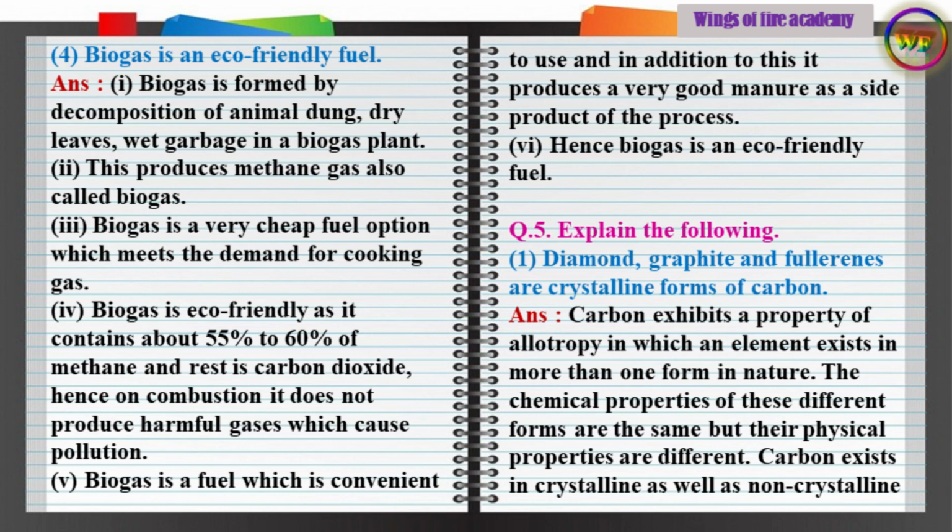4. Biogas is an eco-friendly fuel. Answer. 1. Biogas is formed by decomposition of animal dung, dry leaves, wet garbage in a biogas plant. 2. This produces methane gas, also called biogas. 3. Biogas is a very cheap fuel option which meets the demand for cooking gas. 4. Biogas is eco-friendly as it contains about 55% to 60% of methane and the rest is carbon dioxide, hence on combustion it does not produce harmful gases which cause pollution.